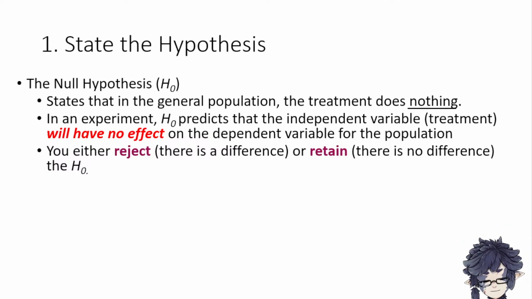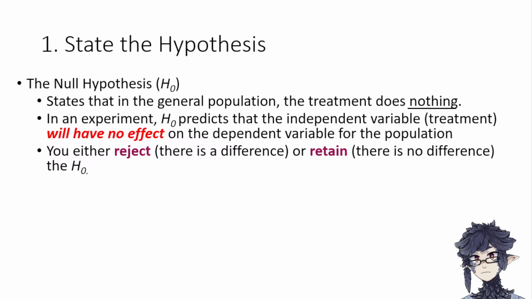All right. So null hypothesis: nothing's going on. Nothing's happening here at all. Your manipulation, your independent variable, has zero impact on the dependent variable in the population. So nothing's happening here. It makes no change. You only have two options with the null hypothesis.